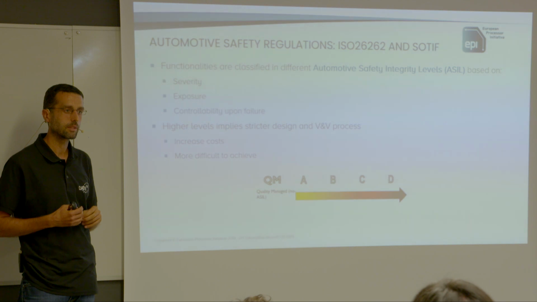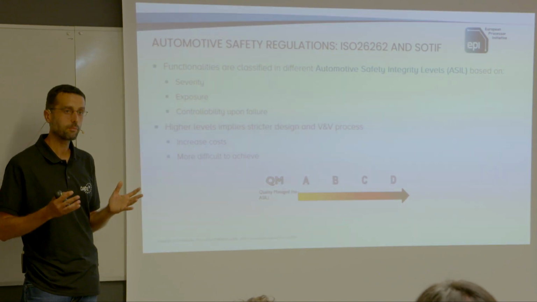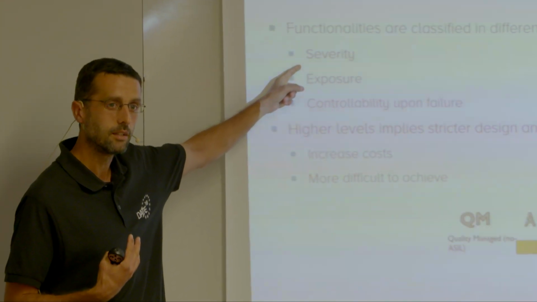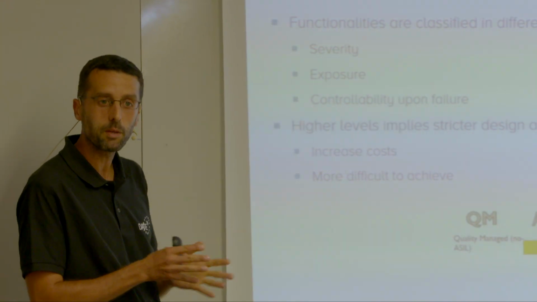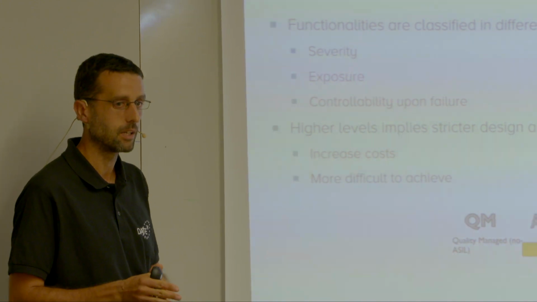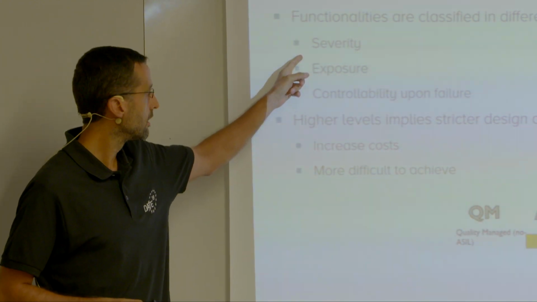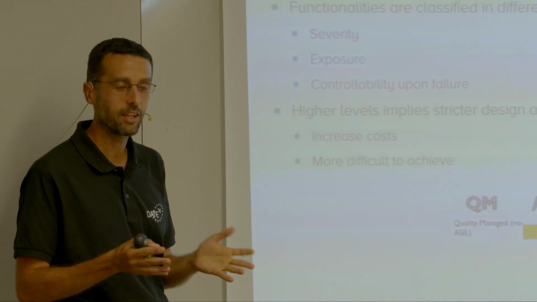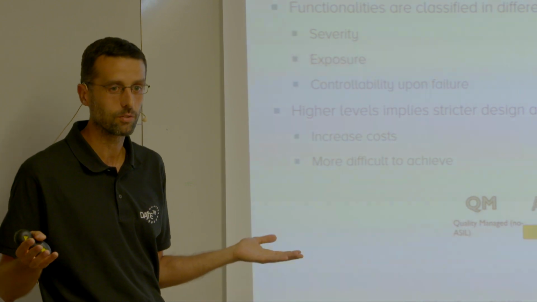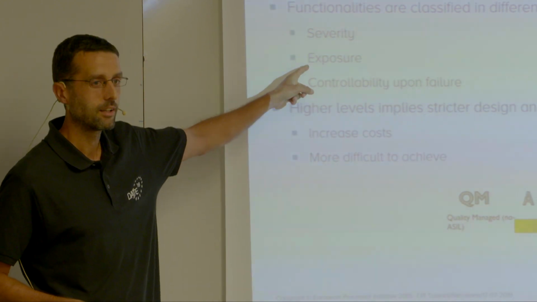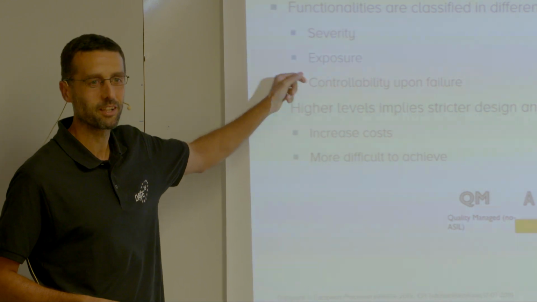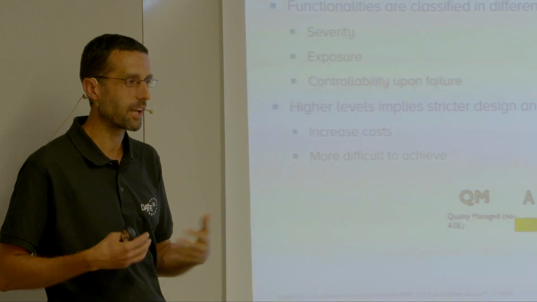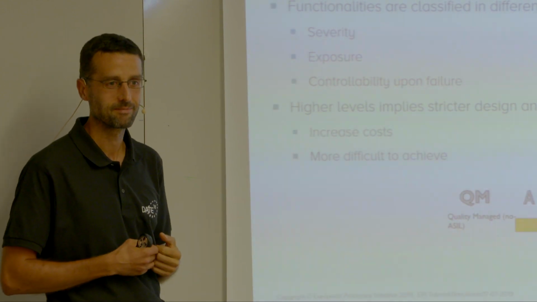An easy example, an airbag system. Basically, the severity of the airbag not opening is very high. It's maybe the difference between surviving and dying. So the severity is very high. The controllability is null. Basically, if in an accident the airbag doesn't open, there's nothing you can do. However, what they argue in automotive is that the exposure is very low. Why? Because how much time of your life are you having accidents with your car?